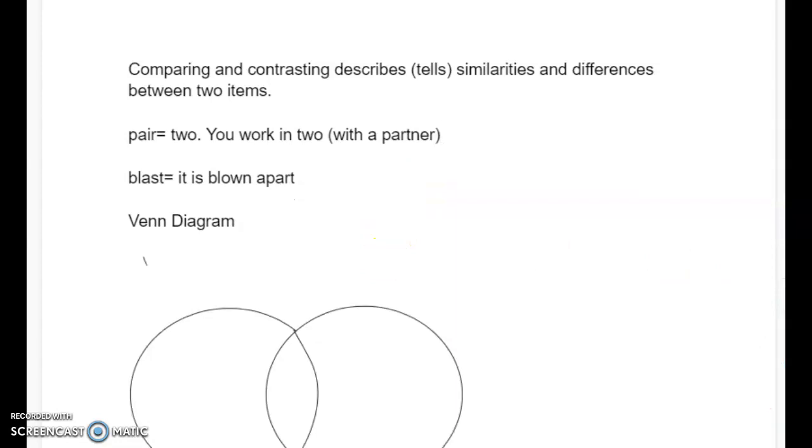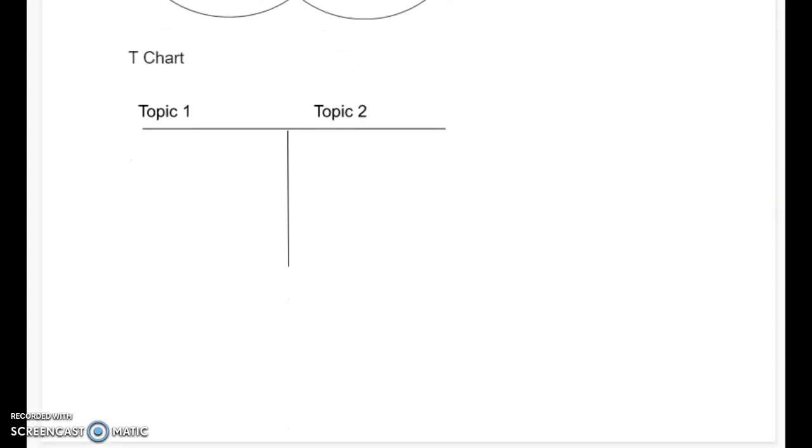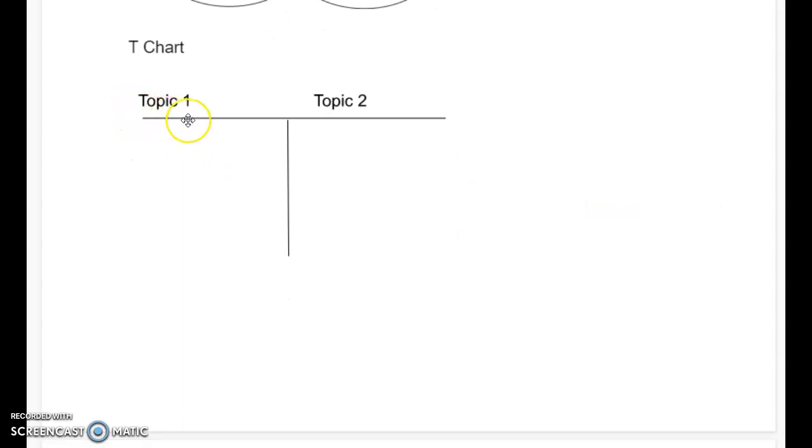Let's go ahead and look at two ways to show comparing and contrasting. The first is a Venn diagram, and that consists of two circles that overlap one another. In the middle are the similarities, and on the outside are the differences. And here is a T-chart. One side has one topic, and the other side has another, listing similarities and differences for each topic.